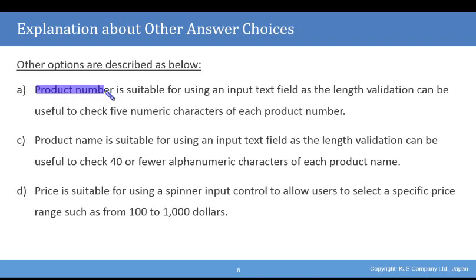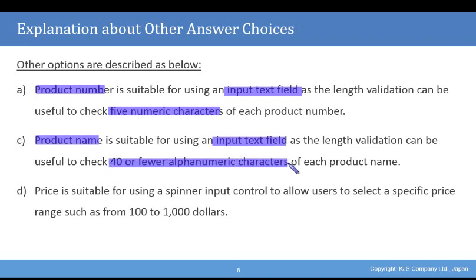So the product number is suitable for using an input text field, as the length validation can be a useful check to check if 5 numeric characters of each product number. C, for product name, it is suitable to use an input text field, as the length validation can be useful to check 40 or fewer alphanumeric characters for each product.